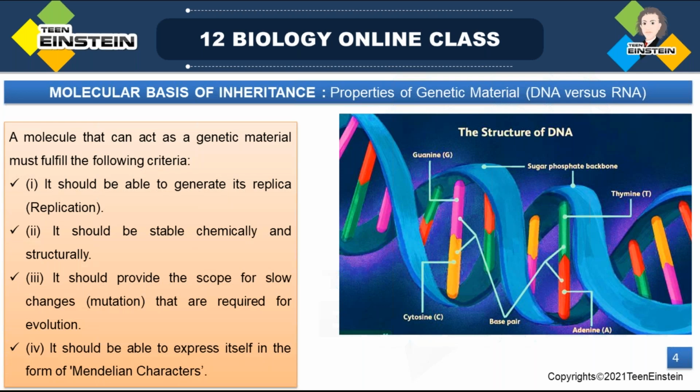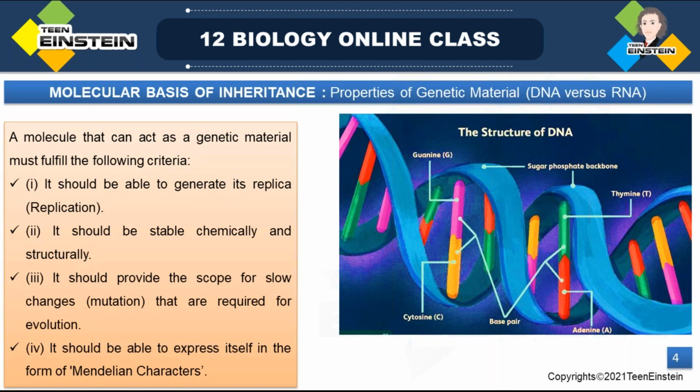So these are the properties of a genetic material. A molecule that can act as a genetic material must fulfill the following characters. Character 1: it should be able to generate its replica, that is replication, another copy. Then it should be stable chemically and structurally. The genetic material should have chemical stability and structural stability.